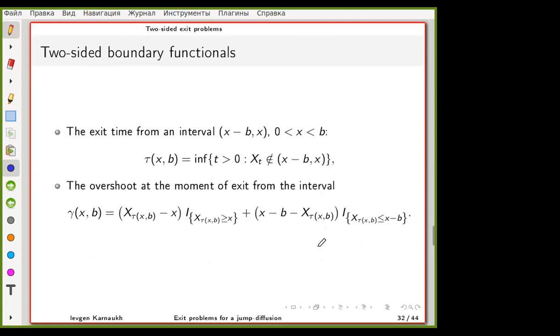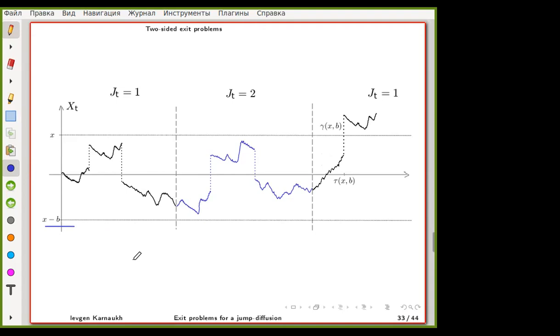The next step of our corollaries is to get the result for two-sided boundary functionals. We can consider the so-called exit time from an interval and the corresponding overshoot. Here is the picture. What we get additionally here is a lower boundary. Here is the case of exit through the upper bound. Of course, for example, here we have a negative jump, and this will be the moment of exit, and this will be our overshoot at that moment.